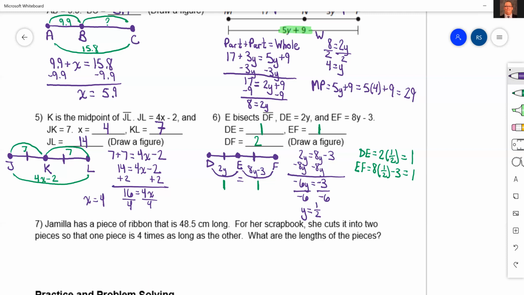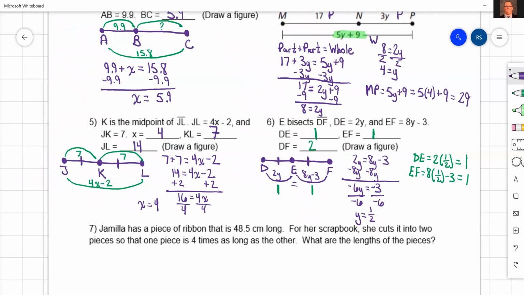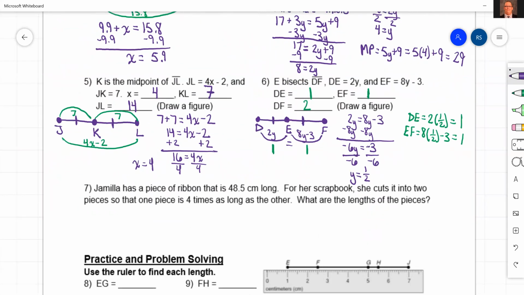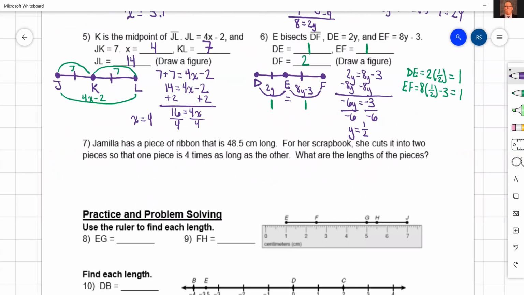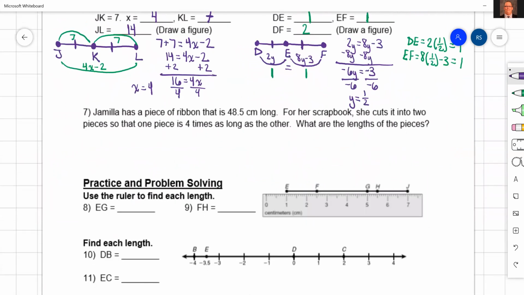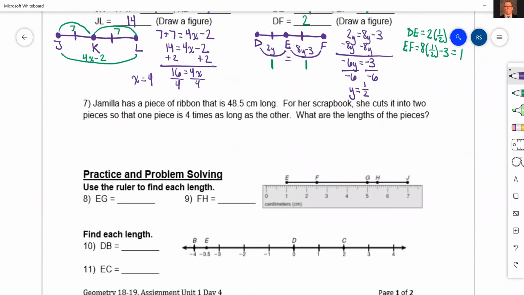Okay, we're almost done with guided practice. I told you it'd be a longer one, but that's okay. We're almost done. These problems just have a lot of work to show.